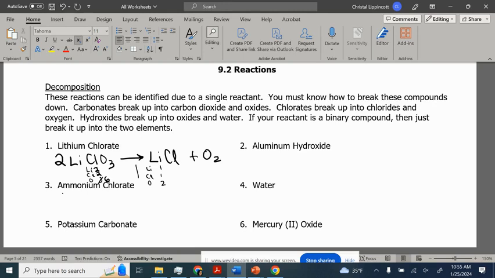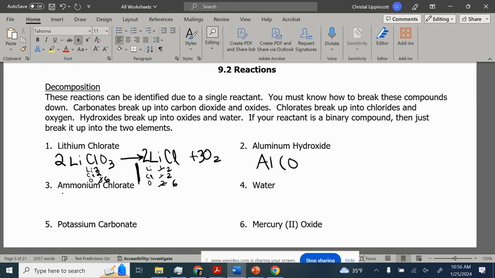I need to come over here now. I need to get my lithium and my chlorine balanced. So I have 2 over here of each of those. If I put a 2 here, that's going to get those in balance. And this is 6 and a 2. If I put a 3 here, that'll get my oxygen balanced. Make sense? All right.